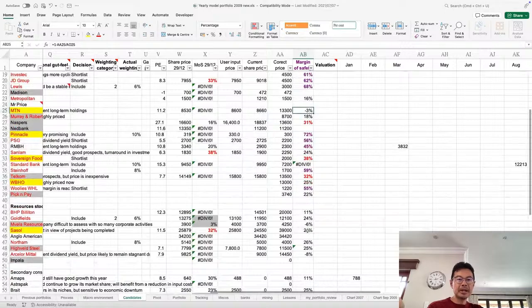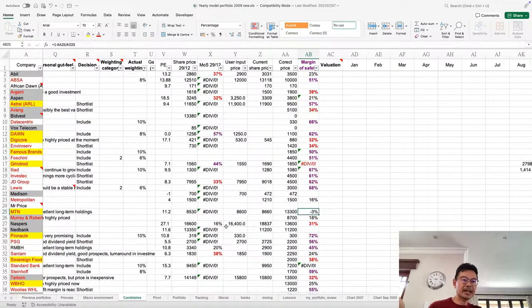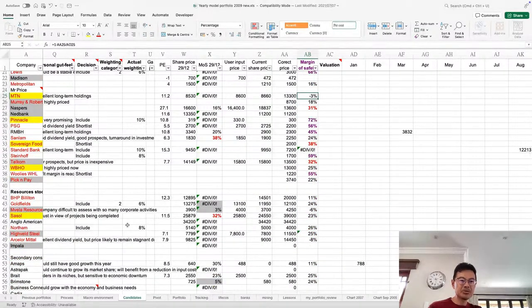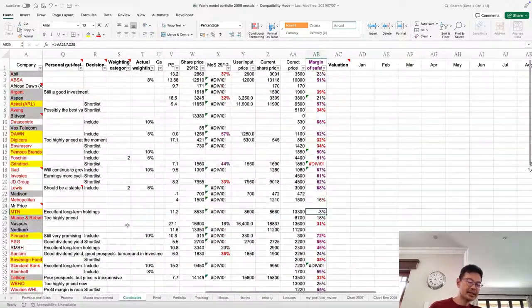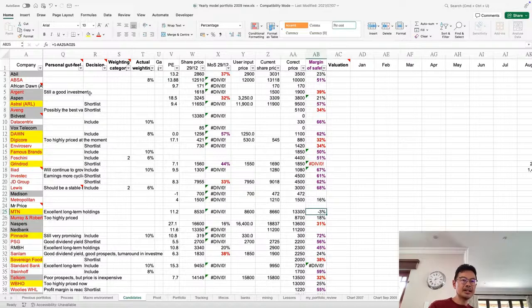Okay, so I was putting companies into different categories, also for resource stocks, and then secondary consideration. In the past I did spend quite a bit of time trying to analyze quite a number of companies, and from there I decide whether each one is going to be included or shortlisted. Then from the shortlist, I decide which ones are going to be included in the portfolio. Okay, so that's the process I followed.